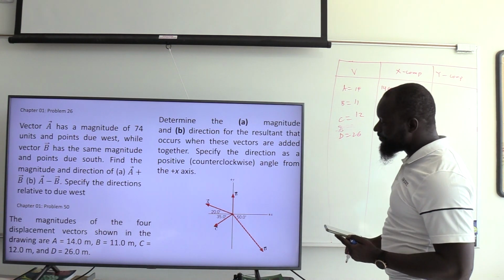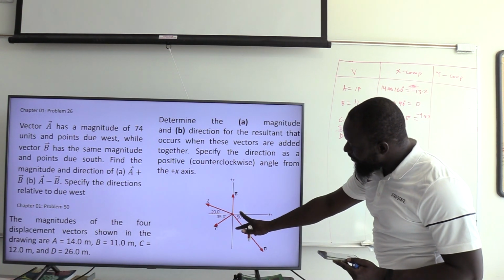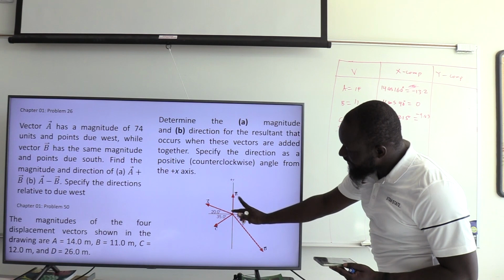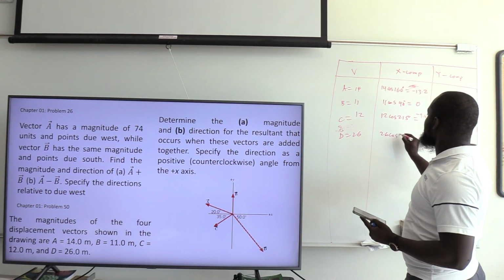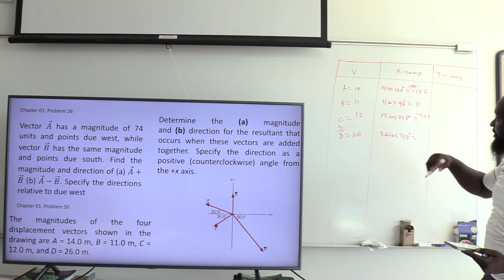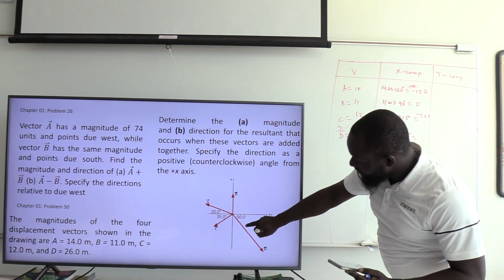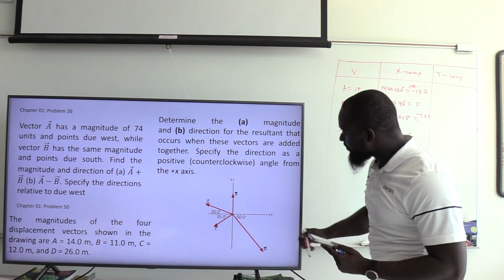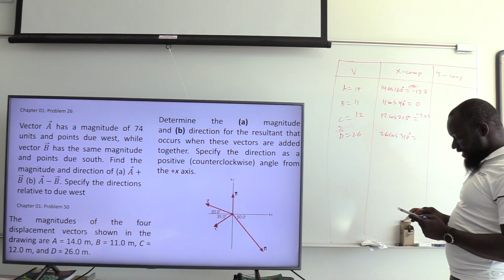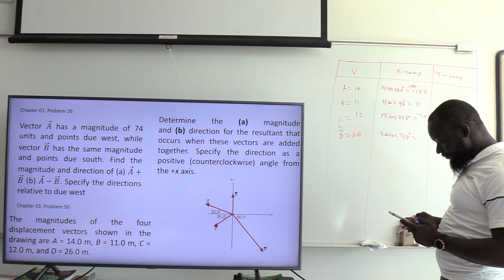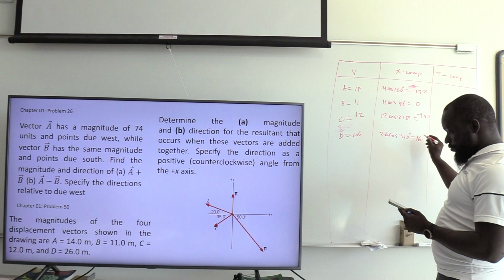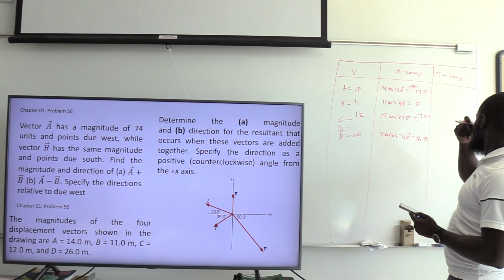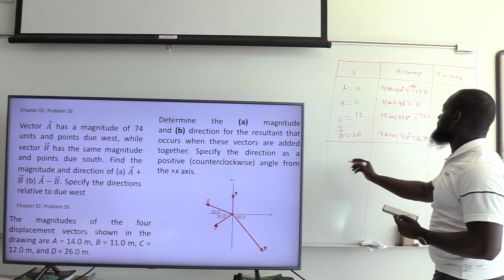Then for D, this angle is 50. 360 minus 50 is 310. So it's 26 cosine 310 degrees to the positive x-axis. I'm always going counterclockwise to the positive x-axis. So let's do 26 cosine 310. 16.71. Good. Then I sum all this together.